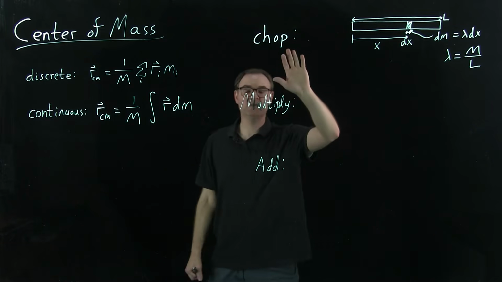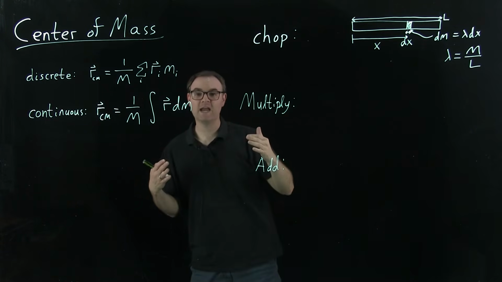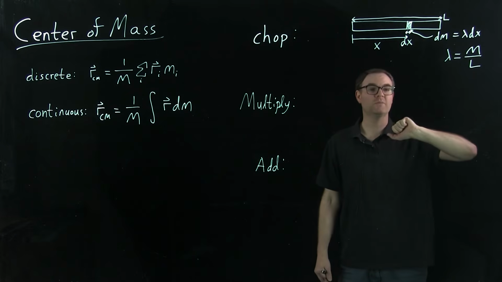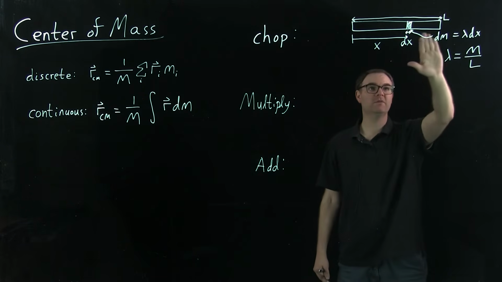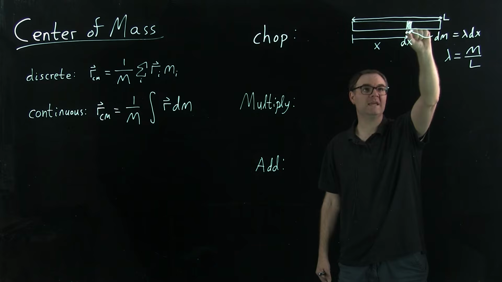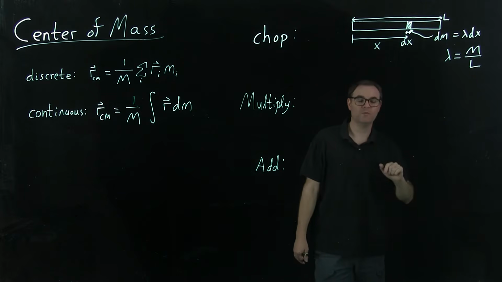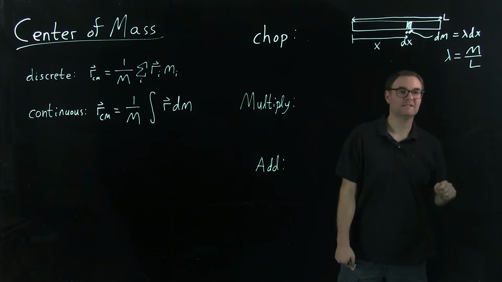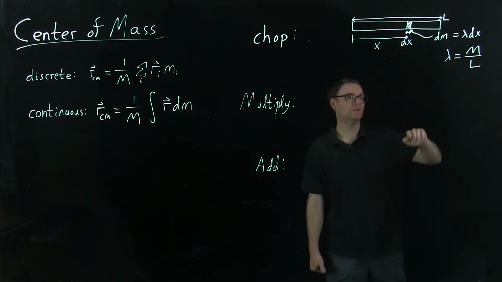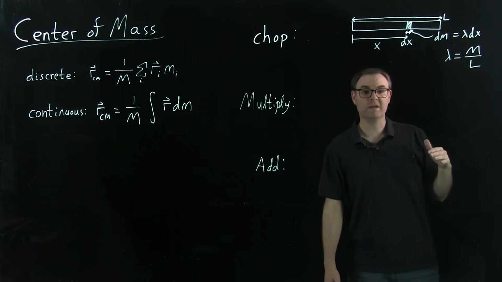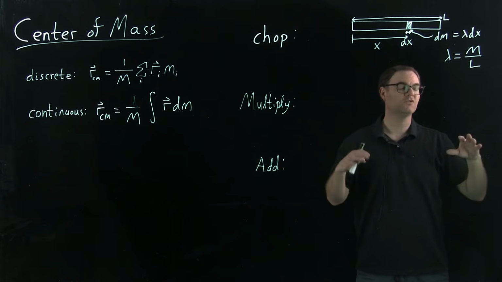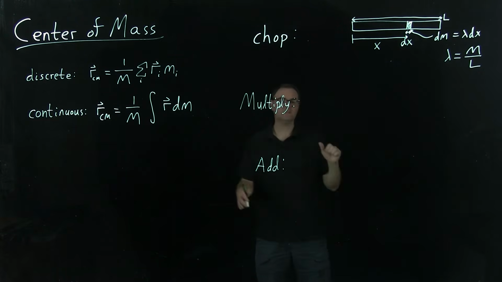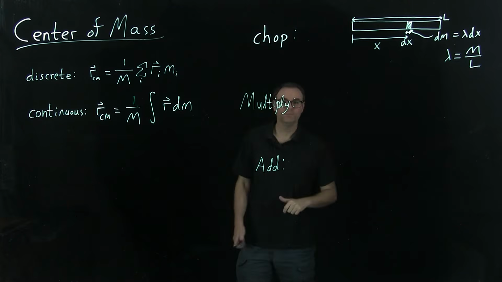The first stage, funnily enough, is fundamentally identical to the chop stage that you have already done. I've reproduced the picture here, which shows the full meter stick with a small piece of that meter stick, which I've labeled with a width dx, located at position x, and having a mass dm, which is equal to lambda dx. In this case, our meter stick has its mass uniformly distributed, so we can write the mass density as the total mass m divided by the total length L.